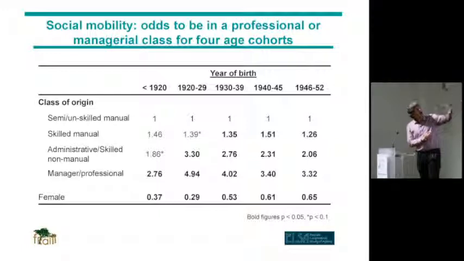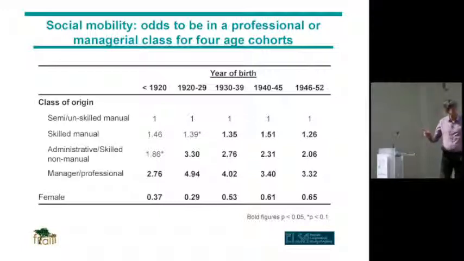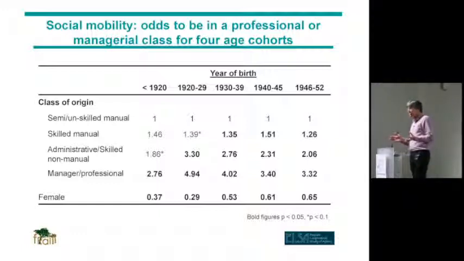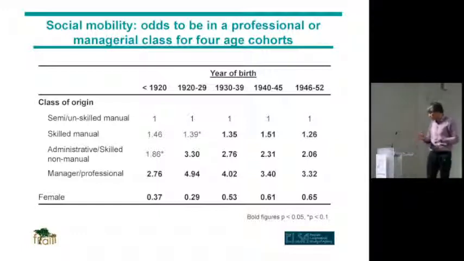These are your odds of appearing in a professional class in comparison with those who are semi-unskilled manual, and you see those odds remain remarkably high and don't change across these cohorts, the higher up the class origin scale you get. That doesn't mean there's no change, of course, which is why I put gender there. There are marked changes that are happening in our societies, but they're not improving class mobility. These class structures remain.